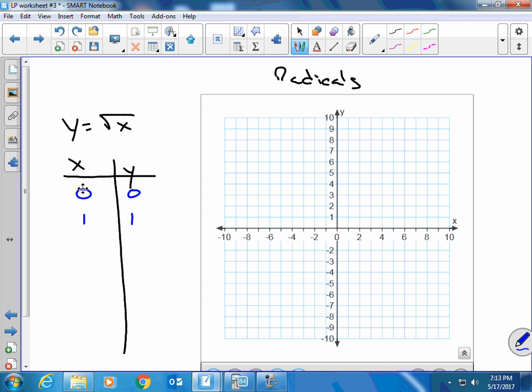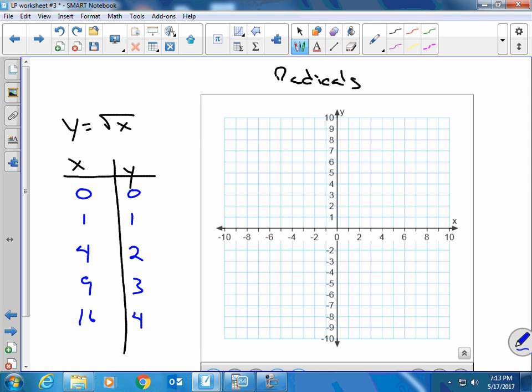I'm going to jump up to 4. What number times itself gives me 4? 2. Jump up to 9. What number times itself gives me 9? 3. And I can go to 16, but you notice on the right-hand side I have an xy axis that goes from negative 10 to 10. My next point would be 16, and the square root of 16 is 4, but that's off my graph, so I'll stop at 9.